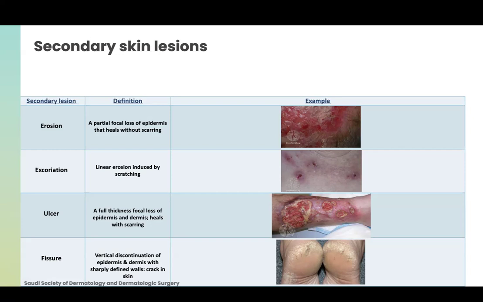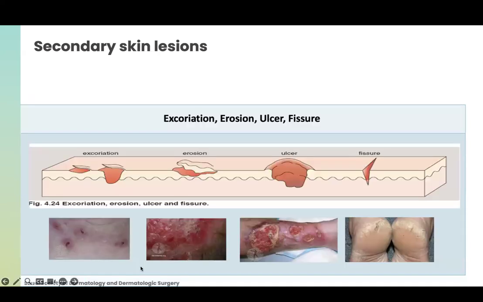But what's the difference between them? Because of this depth, an erosion often heals without scarring. You can have post-inflammatory hyperpigmentation, but ulcers usually heal with scarring because they're quite deeper. How about fissure? A fissure is actually not a loss of epidermis, rather it's an actual vertical discontinuity in the dermis. The dermis is usually stuck, but you have a discontinuity that causes this fissure, okay? And usually we describe it as a crack in the skin.